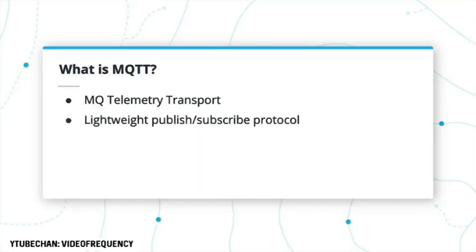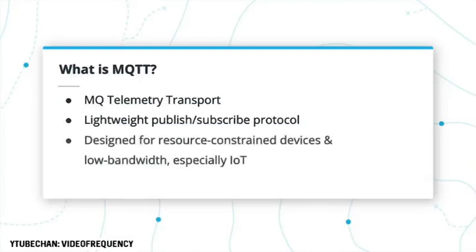Really, it's useful because it's a lightweight publish-subscribe architecture, and it's designed for resource-constrained devices and low bandwidth setups. This is used a lot for Internet of Things devices or other machine-to-machine communication, and it's been around since 1999. Port 1883 is reserved for use with MQTT, and you'll see us use that with servers later.